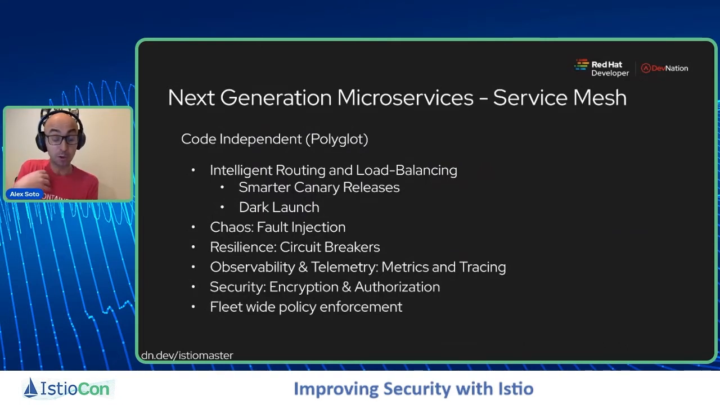Thanks to the Istio service mesh, which is code independent, it means that if you are using Java, you do not need to learn any libraries for implementing resiliency or metrics or monitoring. If you're into JavaScript, you do not need to learn any new library, nothing, because it's code independent.